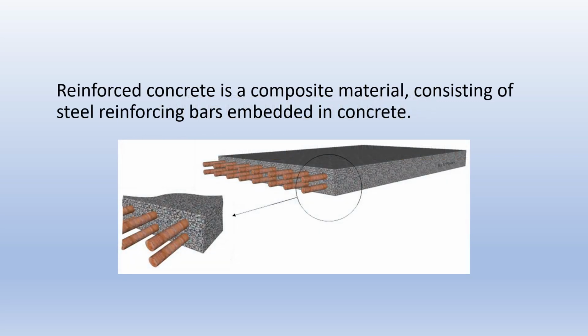Reinforced concrete is one of the principal materials used in construction, and it is basically a composite material. This means it is made up of more than one type of construction material. In this case, it is made up of steel reinforcing bars, and these reinforcing bars are placed inside concrete.